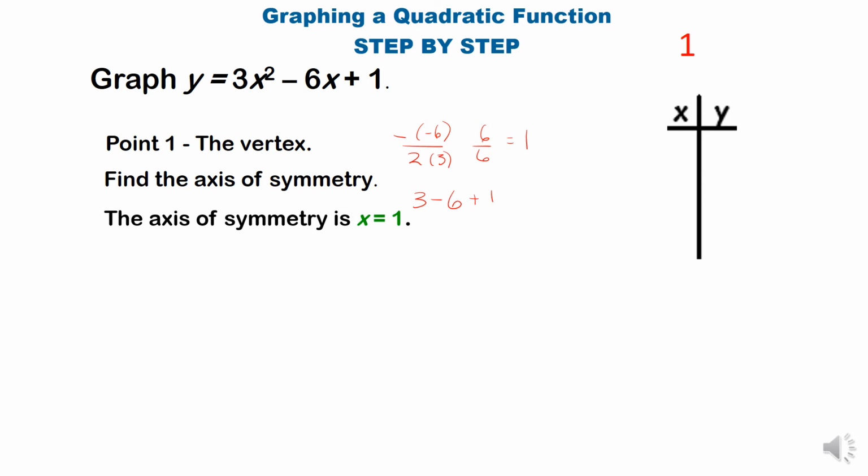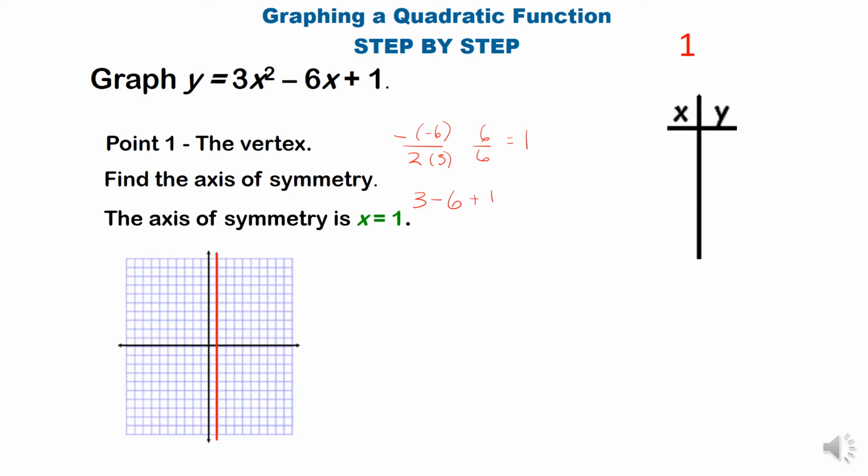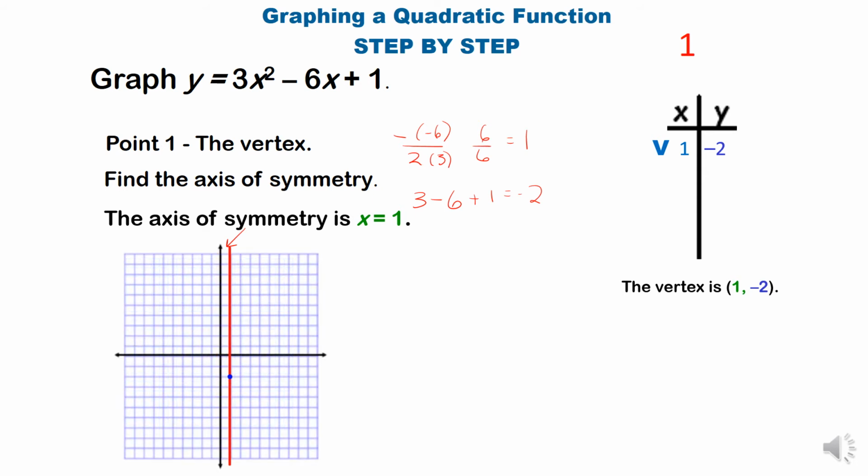And then we can find, so I've got the axis of symmetry. There it is graphed. And now we're going to find the vertex, which is negative 2. 3 minus 6 is negative 3, plus 1 is negative 2. So we put that as our first point in our t-chart. Okay, and then we're going to graph that point like that.